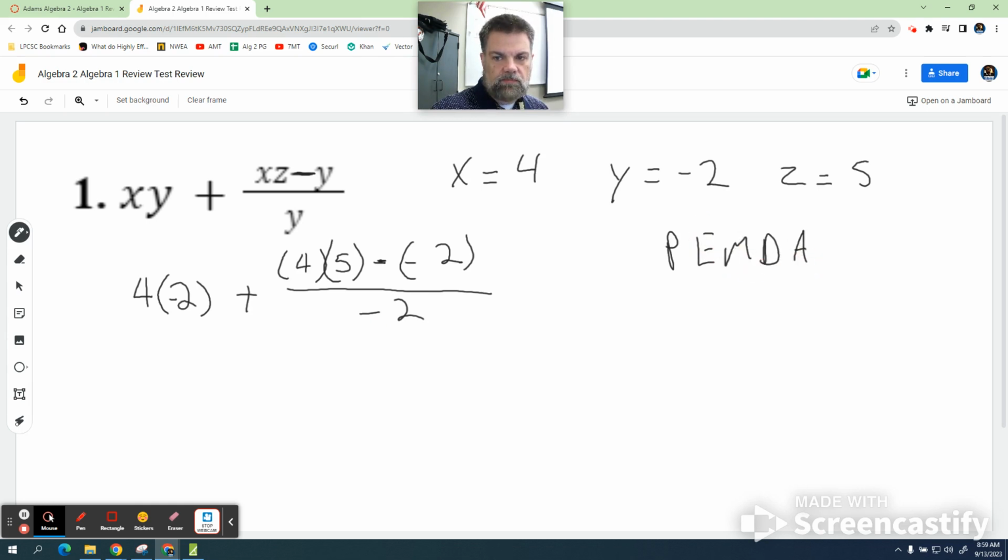Okay. And so there aren't really parentheses or work that I could do inside the parentheses, so I don't have to worry about that. There aren't any exponents. So now I'm doing multiplication and division. So what's 4 times -2? -8, right? So that's that one.